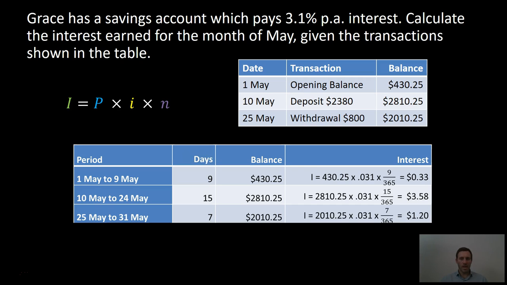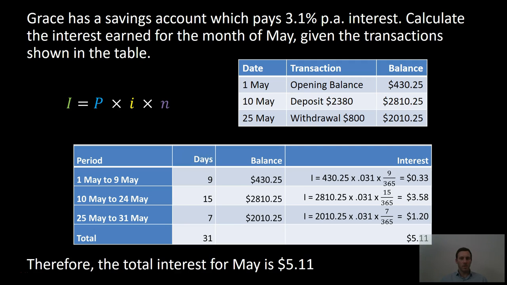Then Grace withdraws $800. The next period is from and including 25th of May to the 31st of May. There's 7 days and the balance is $2,010.25 and $1.20 interest is earned. If we add up all of the daily amounts, Grace earns $5.11 interest for the month of May.